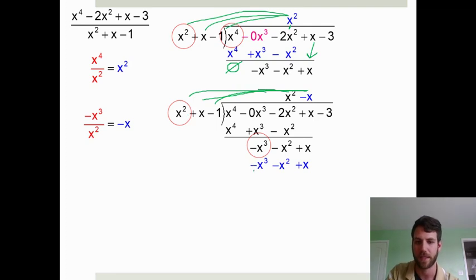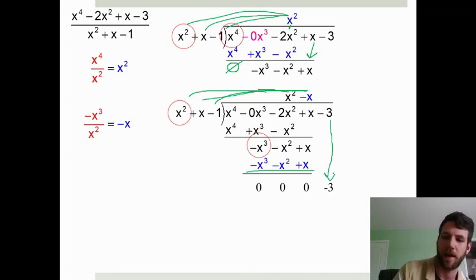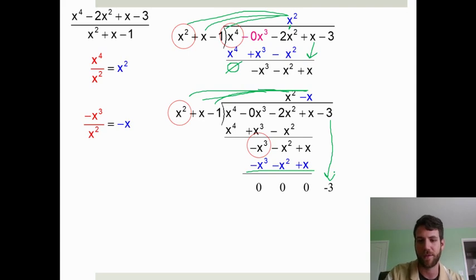Negative x times x squared is negative x cubed, negative x times x, and negative x times negative 1. And we have our answer for those three multiplication problems right there. And once we subtract that out, well, we get negative 3, because negative 3 is the only thing left. All three of those parts became zeros, and our remainder ends up being that negative 3.